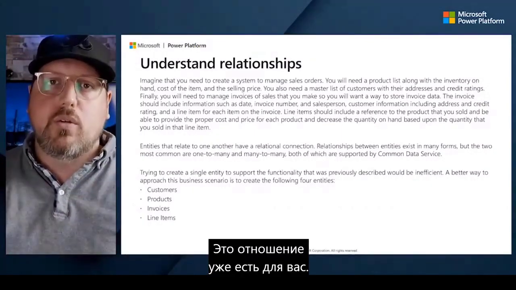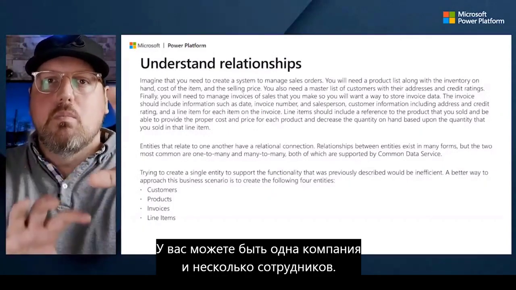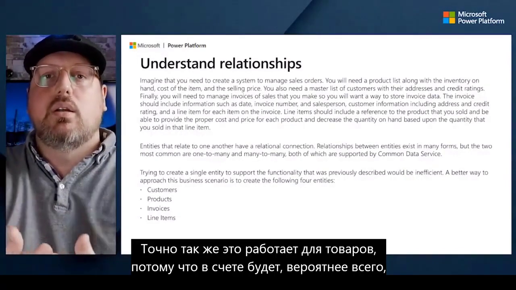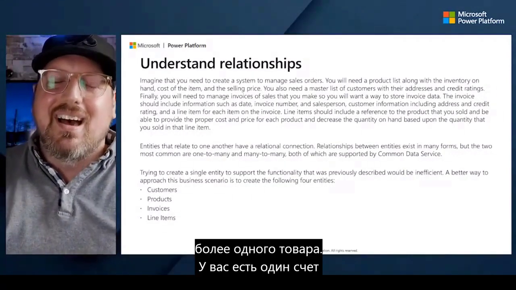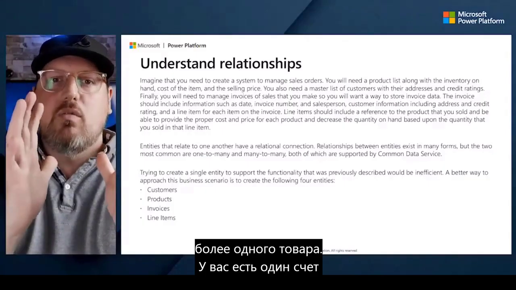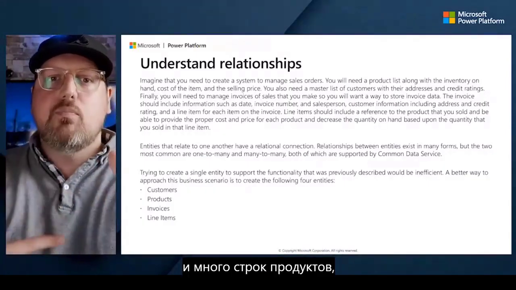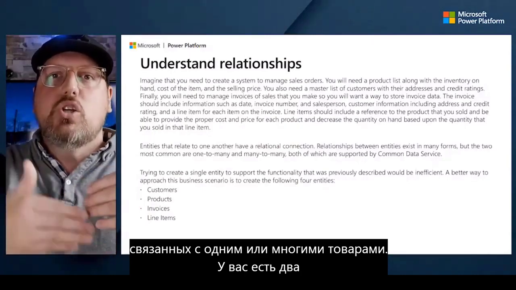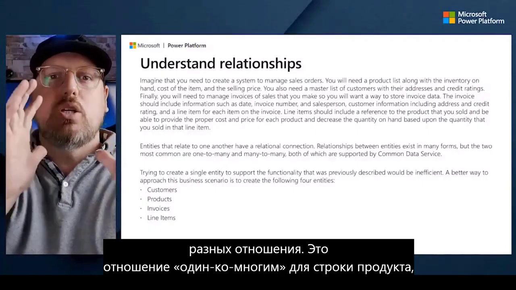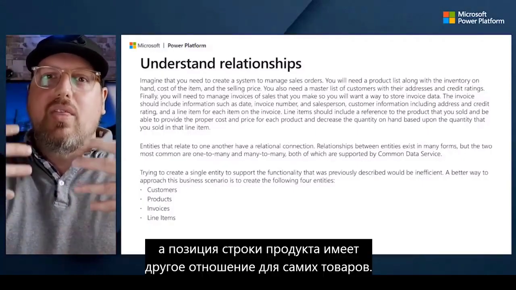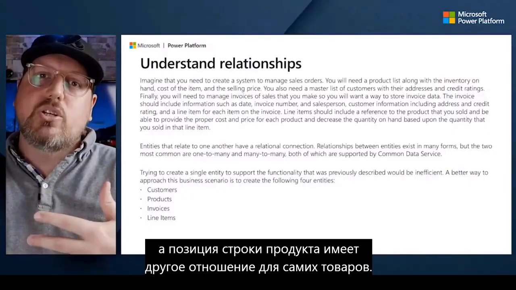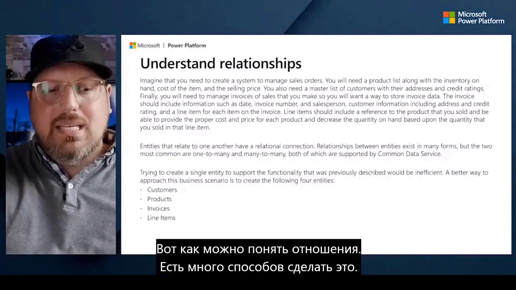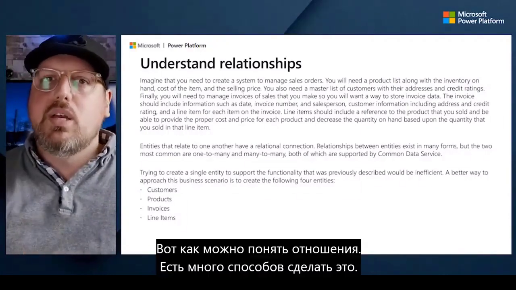And that relationship is already there for you. So then you can have one company, multiple employees. And it works the same for products, because you will have more than one product on an invoice, which is the most likely occurrence. Well, you have one invoice, and then you'll have many product lines that will relate to one or many products. So then you'll have 2 different relationships. You'll have the one-to-many relationships to the product line, and the product line item will have a different relationship to the products themselves. So this is how you can understand relationships, and there's many ways of doing that.